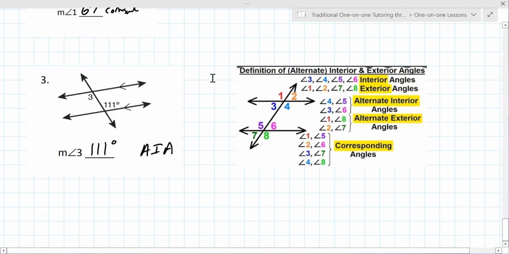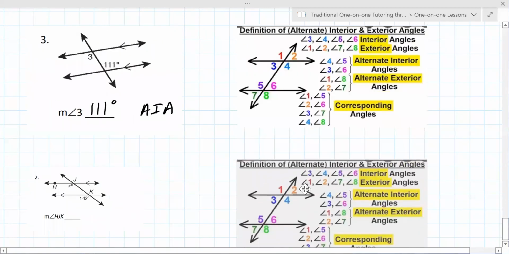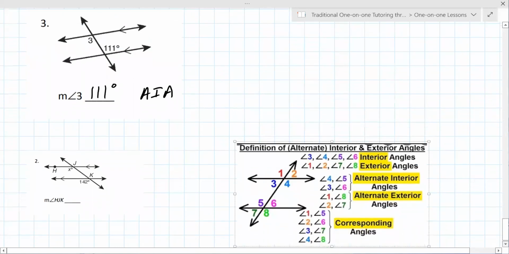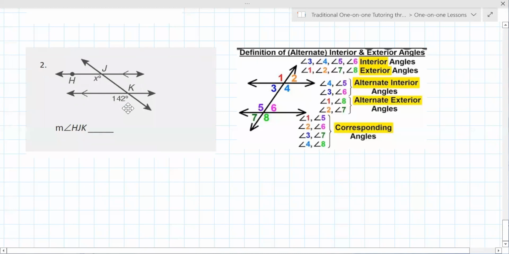But A and E are corresponding angles because they're in the same relative position. It's top right, top right. Right, because they're not on opposite sides.